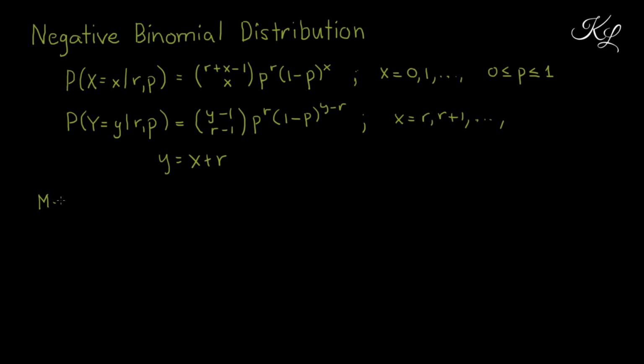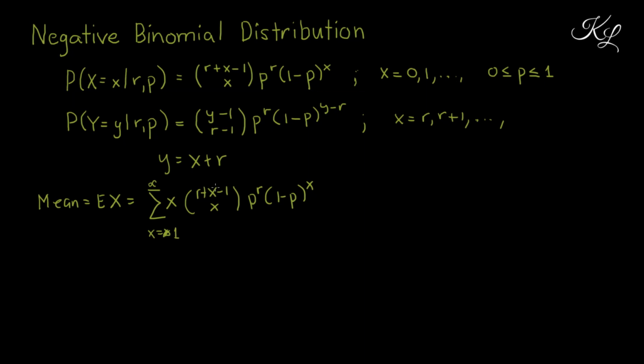We know mean is equal to the expectation of x, and the expectation of x is equal to the summation of x times the probability mass function. In this case, we're going to use this first form. So we have r plus x minus 1 choose x, then p raised to r, 1 minus p raised to x, and this is x equals 0 to infinity. If you observe carefully, when x equals 0, this whole term becomes 0, because 0 times these terms is 0. So it is safe to change this from x equals 0 to x equals 1.